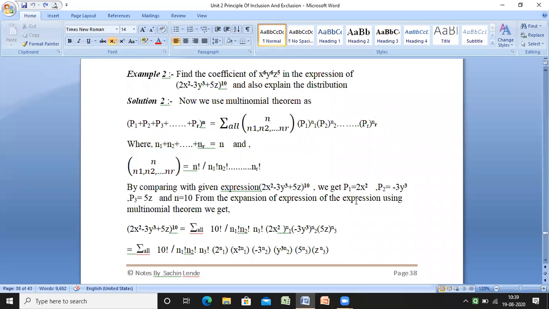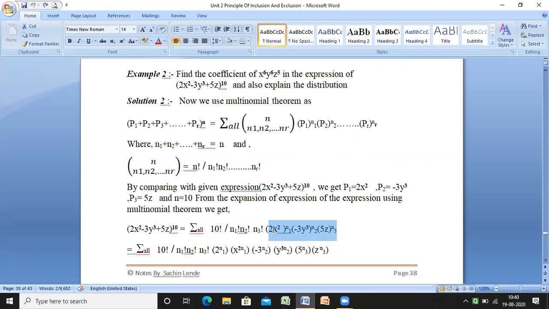We just transform 2x square as p1, minus 3y cube as p2, and 5z as p3. And we put up 2x square to the power n1, minus 3y cube to the power n2, 5z to the power n3. And remember, n1, n2, n3, we have to find out.